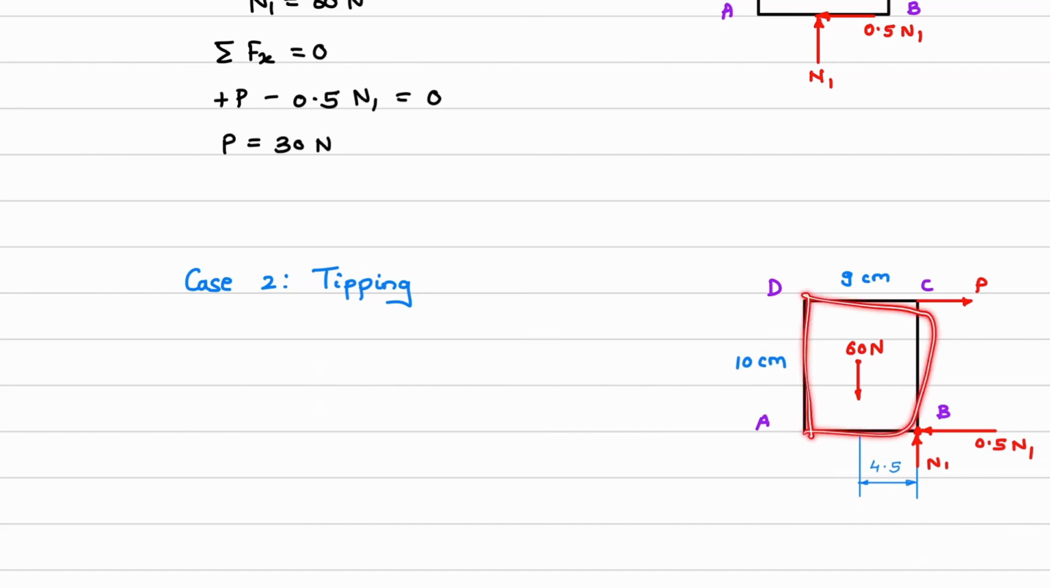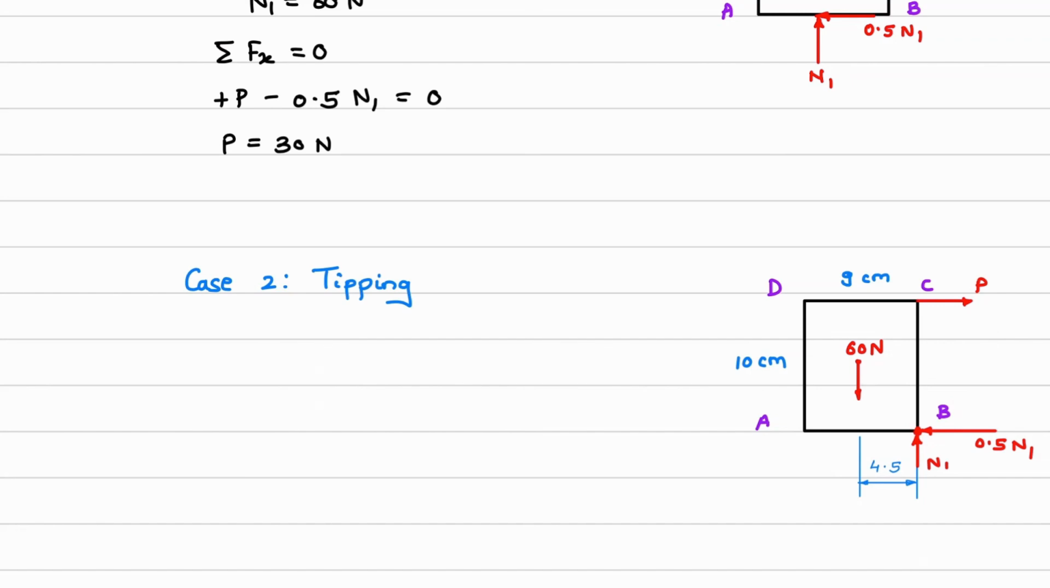ABCD is the block, height is 10 centimeter, width is 9 centimeter. Effort is applied at the point C, and since this is a tipping case, the block will tip. The block will be like this. It will tip about point B.